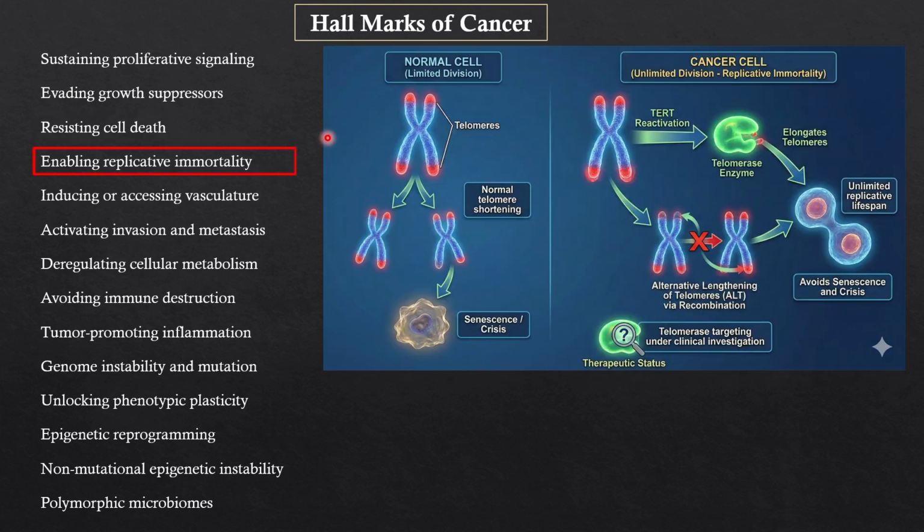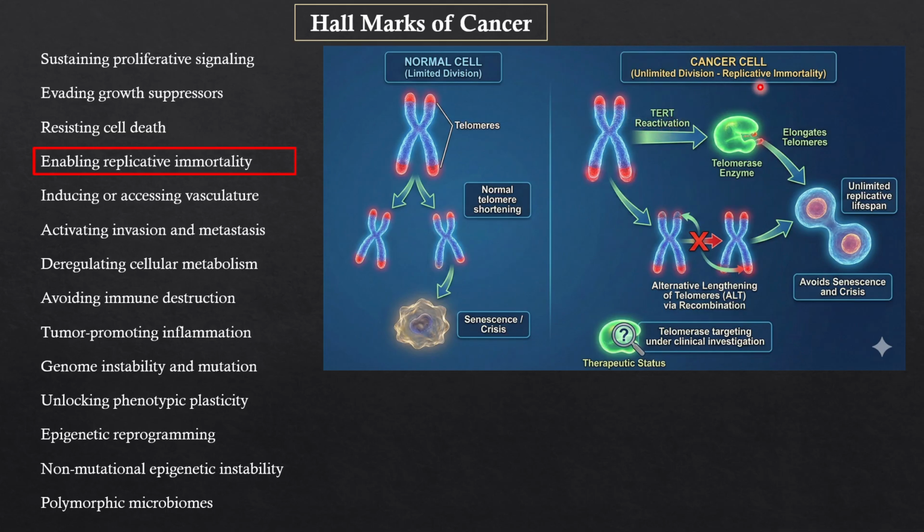The fourth hallmark is enabling replicative immortality. Cancer cells have unlimited divisions, and they can replicate in an immortal manner. In normal cells, there are limited divisions. This is because of the telomeres, which keep shortening on every successive division; they are the small caps at the ends of the chromosomes. The shortening of these telomeres can result in senescence or cell death.